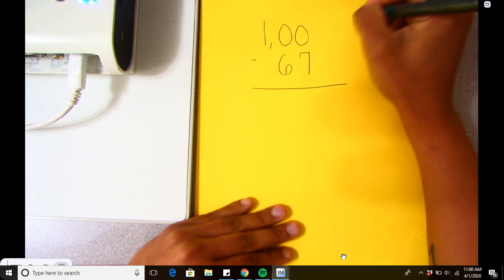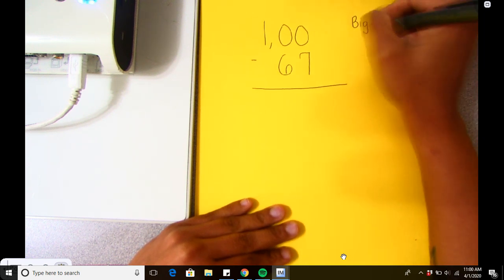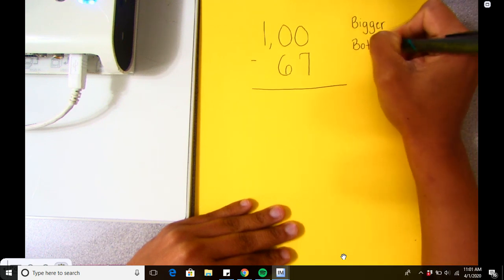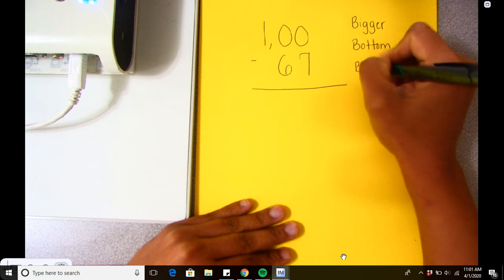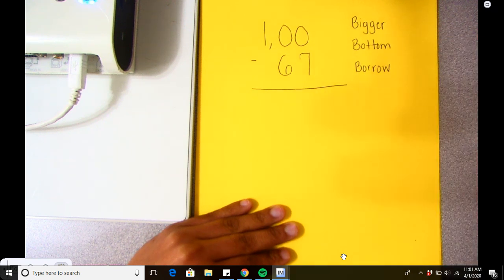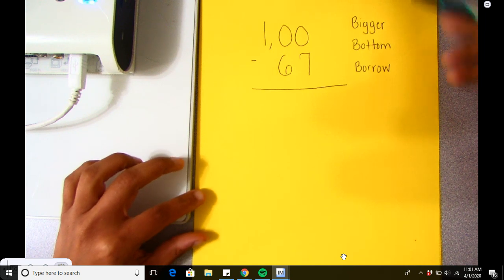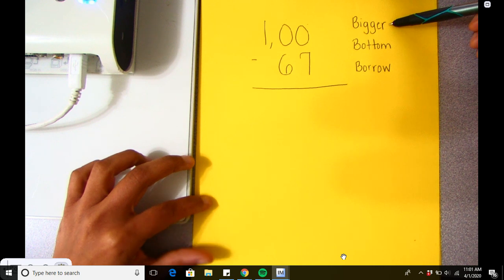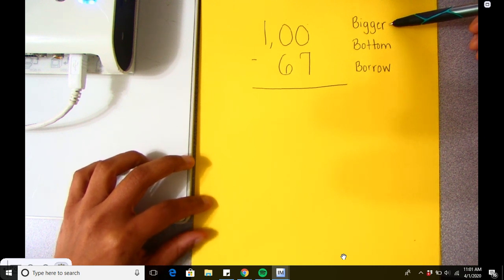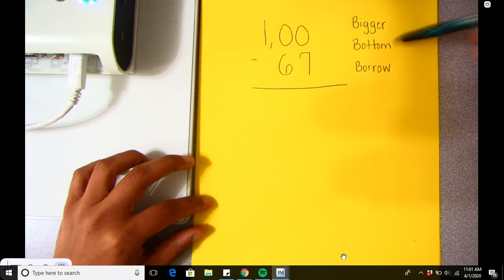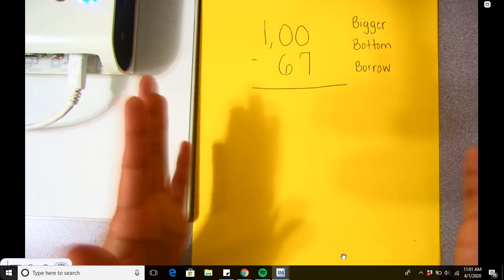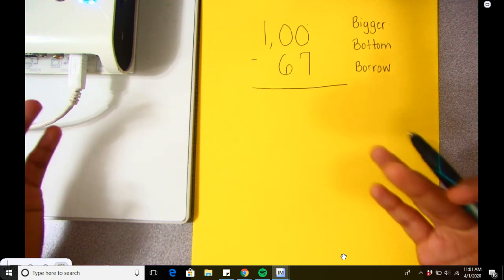One of the things that we talked about a lot in class is the phrase bigger bottom, borrow. What that means is I'm going to look in each place value, starting with the ones, moving on to the tens and the hundreds. In each place value, I'm going to circle my bigger number. If I find that I have bigger numbers on the bottom, then I'm going to have to borrow, or all that means is regroup. Remember, borrow and regroup are the same term. Regrouping is more of the fancy vocabulary word.